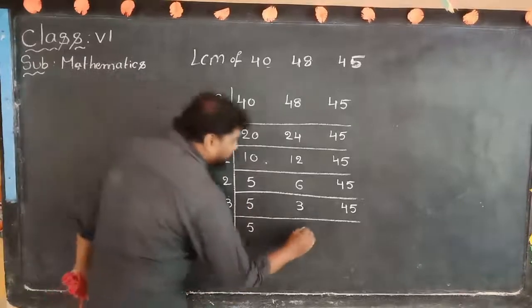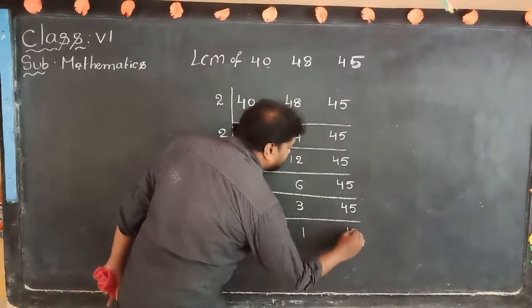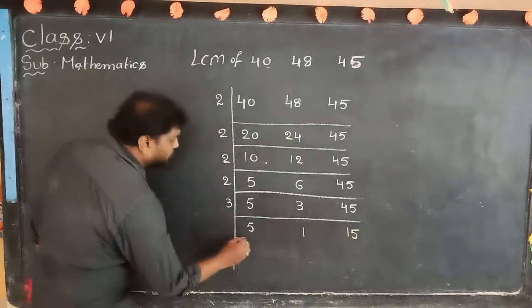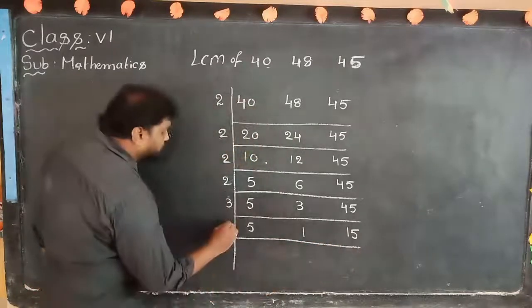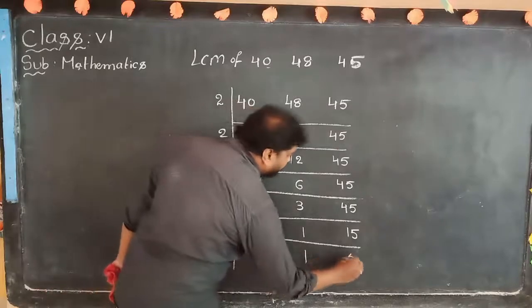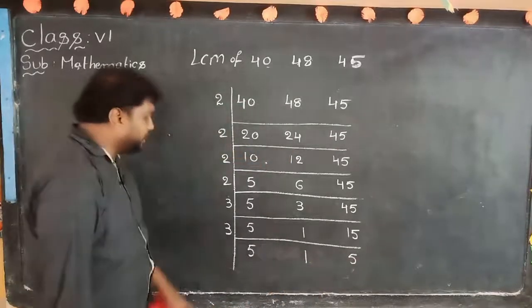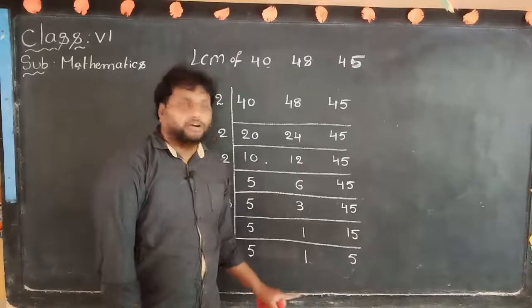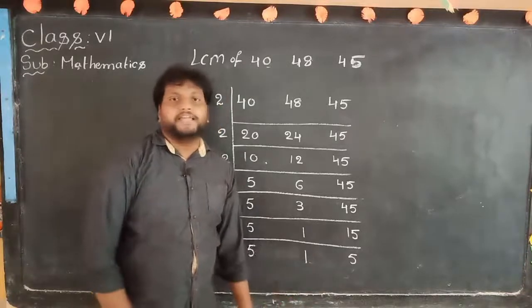Okay, 3 1 jar 3, 3 15 jar 15. Again with 3 only. 5 1 3 5 jar 15. Now see here, down 2 5s is there. Then we'll take common.